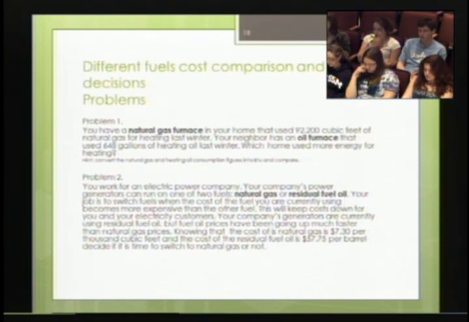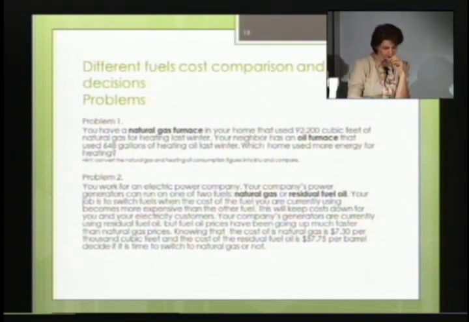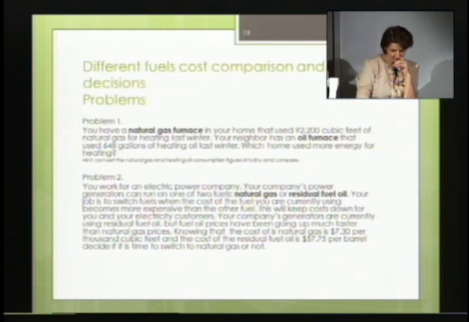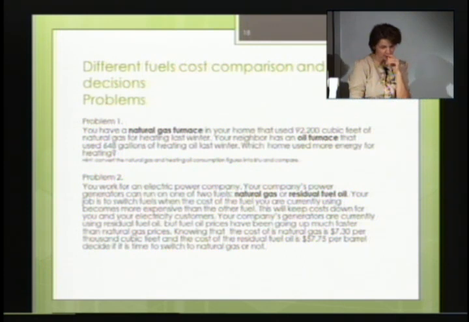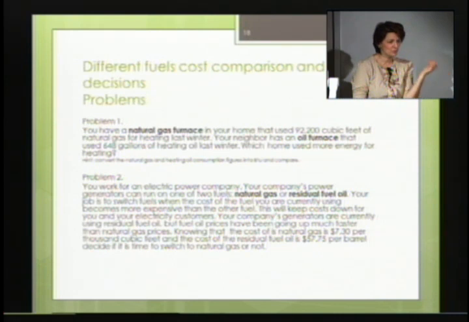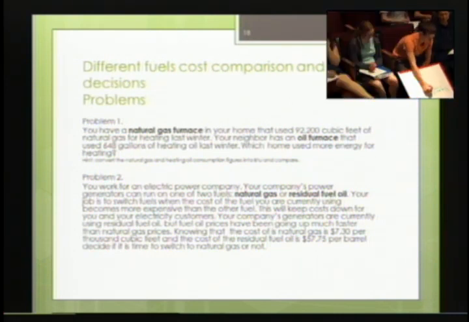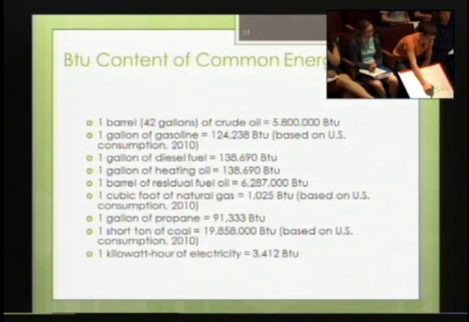So you have a natural gas furnace in your home that used 92,200 cubic feet of natural gas for heating last winter. Your neighbor has an oil furnace that used 648 gallons of heating oil last winter. Which home used more energy for heating? One is in cubic feet and the other is in gallons. What should I do? Did you write down the numbers? Okay, what should I do?